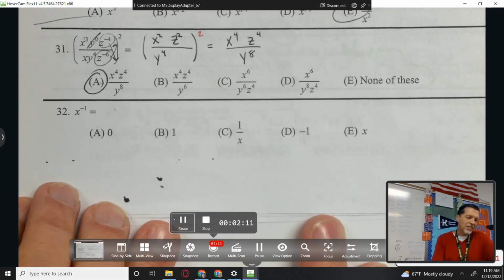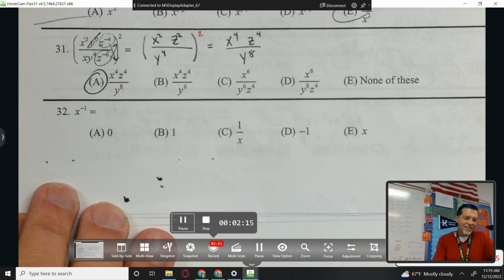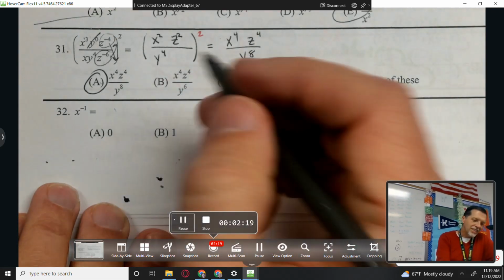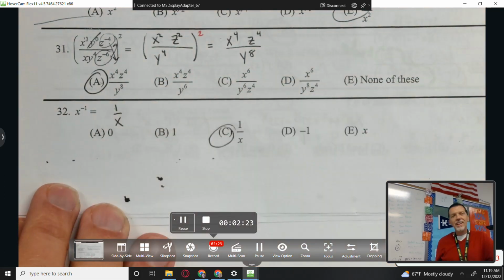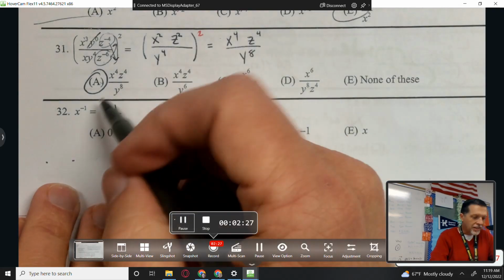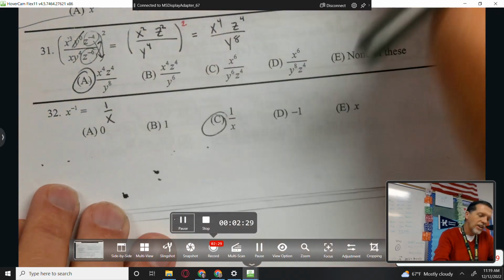Speaking of not difficult, as long as you know what a negative exponent does. What's a negative exponent do? Flip it over. So 1 over x. That's supposed to be an easy one, but that's super important in knowing what negative exponents do.